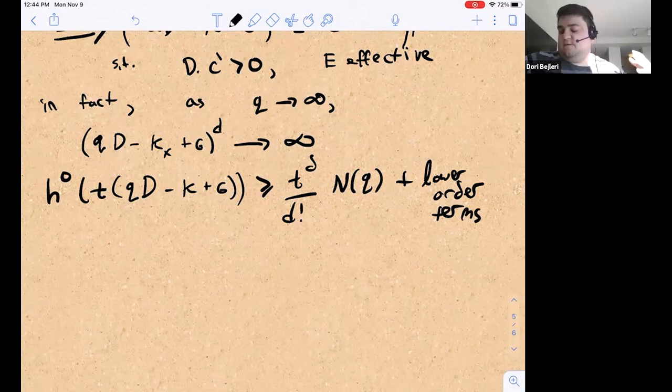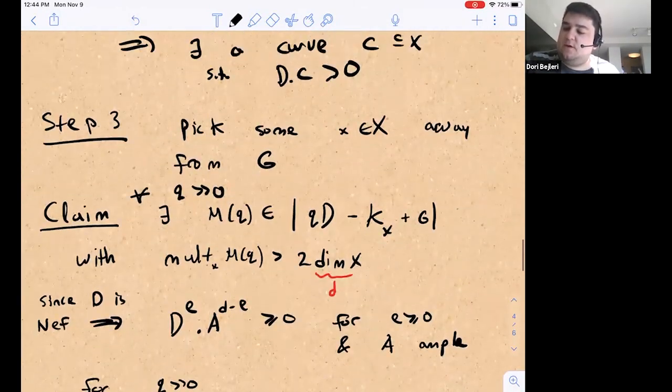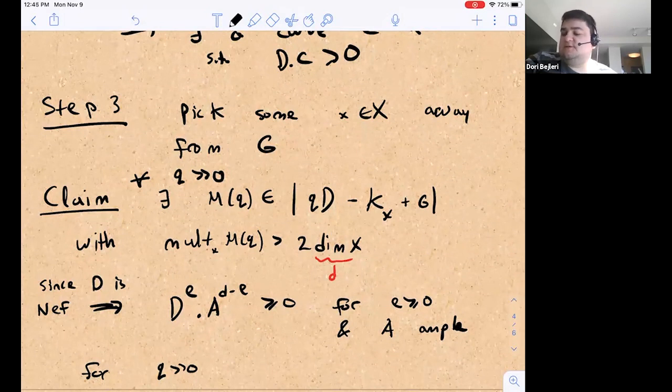So this tells us that there are a lot of sections for a large enough multiple of qd minus k plus g, and it tells us exactly how fast they grow. On the other hand, we can ask, how many conditions are you imposing to make the multiplicity at least 2 dim x? Well, x is smooth. That was our reduction in step 1. And so having multiplicity greater than 2 dim x is like saying that, if you take coordinates around x, all the monomials of smaller degree vanish in the expression that cuts out m of q. Everything's Cartier here.